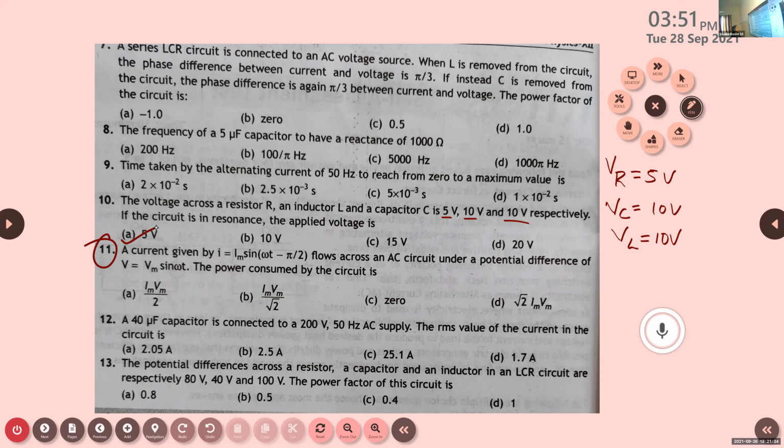Next question, a current given by I is equal to Im sin omega t minus pi by 2 flows across an AC circuit under a potential difference of V is equal to Vm sin omega t. The power consumed by the circuit is: Im Vm by 2, Im Vm by root 2, 0, or root 2 into Im Vm.